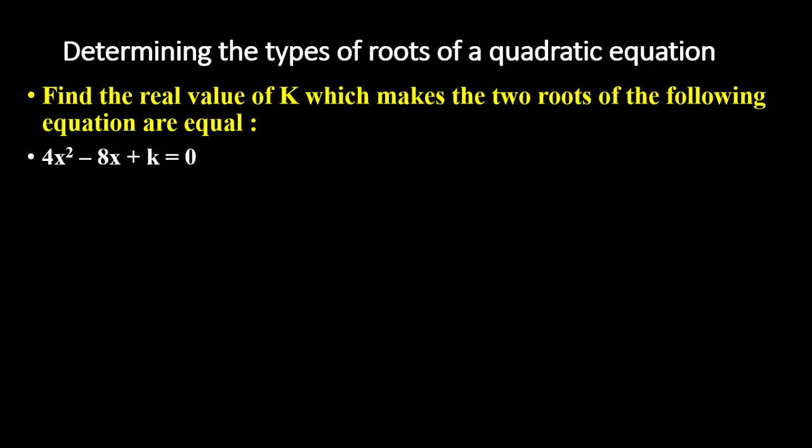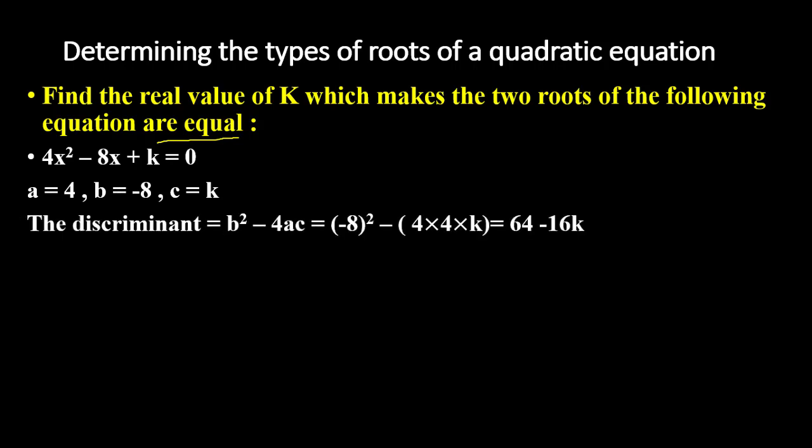This exercise: find the real value of k which makes the two roots of the following equation equal. Okay, 4x power 2 minus 8x plus k, the two roots are equal. The two roots are equal, it means the discriminant equals 0. So let's get the discriminant. I have here a equals 4, b equals negative 8, and c equals k. So b power 2 minus 4ac will be 64. This is negative 8 power 2 minus 4 multiply k. So 64 minus 16k. This is the discriminant.